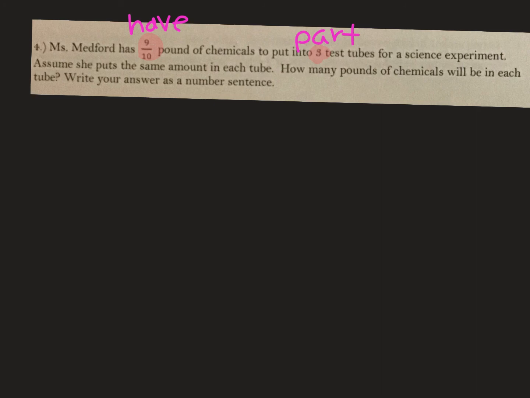So it does not say model, so we do not have to draw a model. We're just going to show our number sentence. So what we have, 9/10 divided by our part, which was 3. So from here, we can just use the algorithm or the rule, which was keep, change, flip. In order to do that, we have to change our whole number here, 3, into a fraction. We just put the number 1 underneath, and now we have 9/10 divided by 3/1.